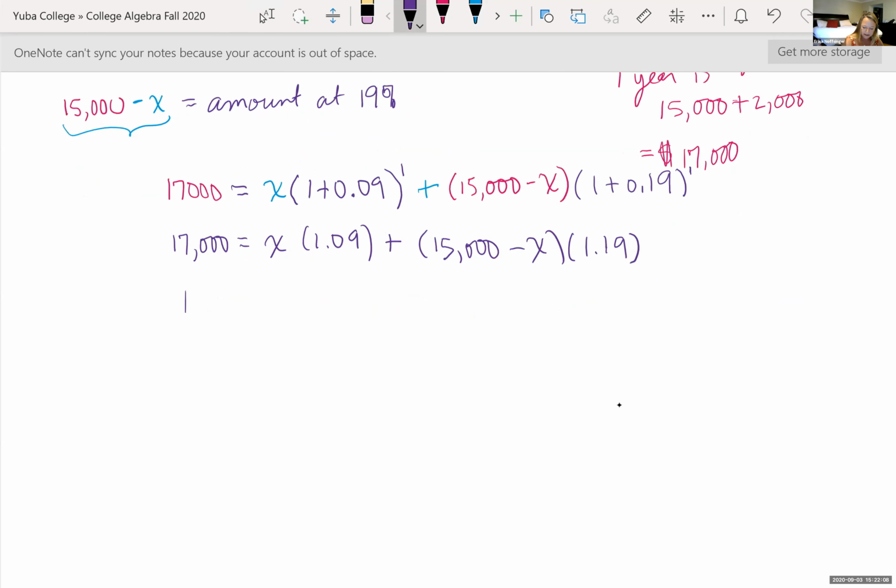So 17,000 is 1.09x plus 15,000 times 1.19, which is 17,850, minus 1.19x.